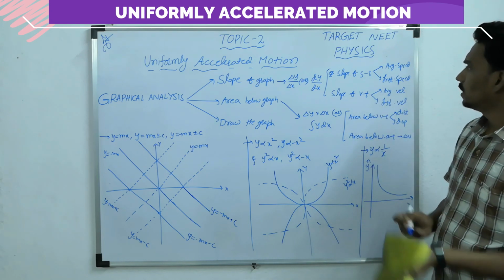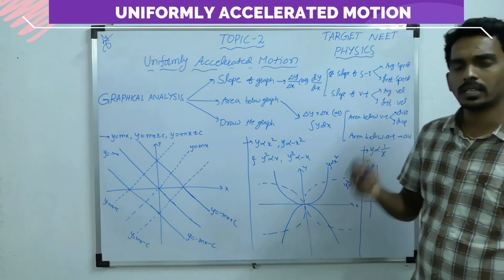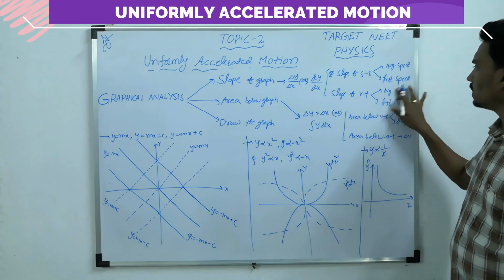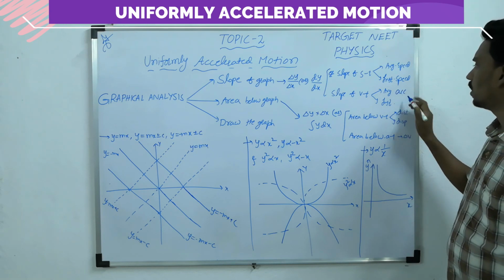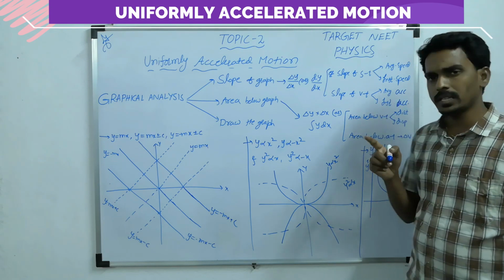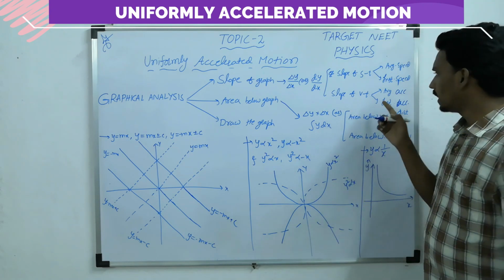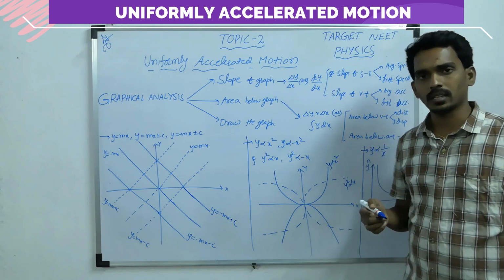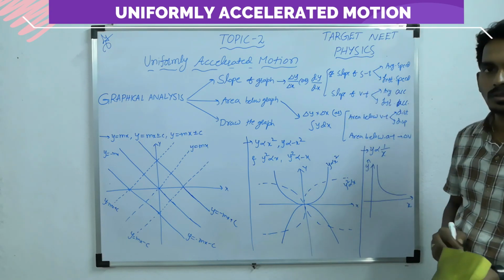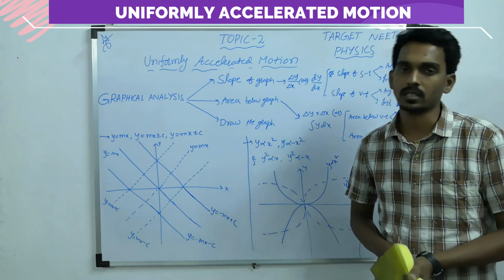And if the graph is curved, then it is instantaneous speed or instantaneous velocity. Similarly, the slope of the v-t graph is average acceleration, or instantaneous acceleration, because average means delta V by delta t in case the graph is straight. dV by dt is instantaneous acceleration in case the graph is curved. So you always have to make sure of the difference between the curved graph and the straight graph.